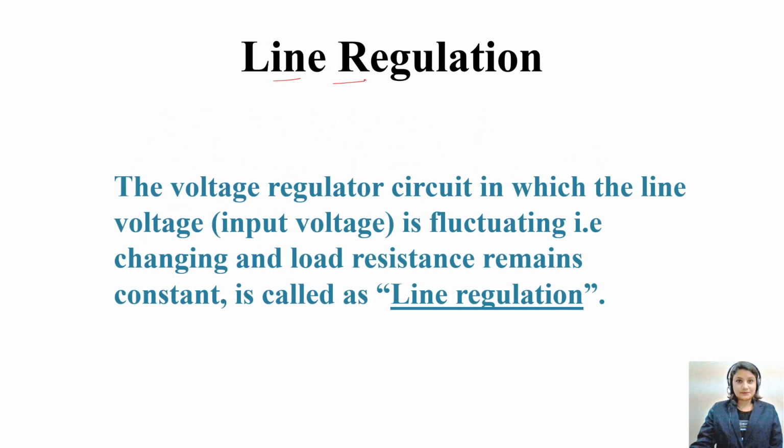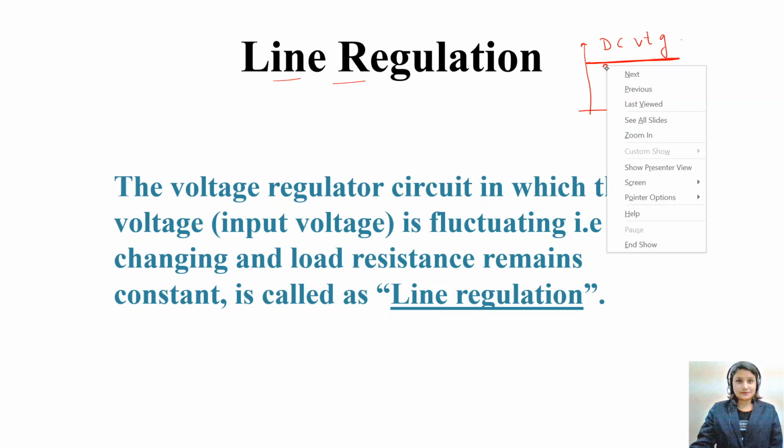So, what do you mean by line regulation? Regulation means what? A component which will give you a constant DC voltage. The component which will give you the constant DC voltage, we say it is a regulator, and the process we say it is a regulation. So your Zener diode is always used as a voltage regulator.